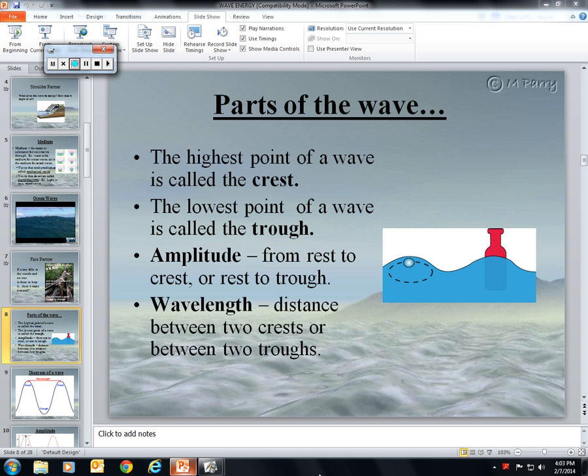Sorry about that. Okay, so whenever it rises really high, that's the crest, and then it goes really low, maybe down below your waist. That would be the trough. Okay, so the lowest point of a wave is the trough.